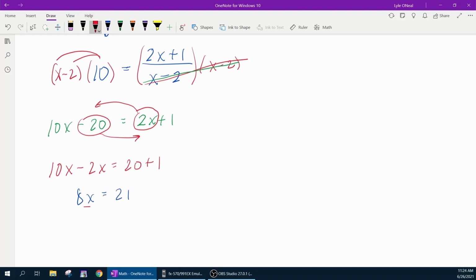And for the last step, we're going to divide by the coefficient of x, and that gives us x is 21/8. Now that is an improper fraction, and I prefer those. Let's leave that improper. And again, remember, if you want to plug that back in and check it, you can.